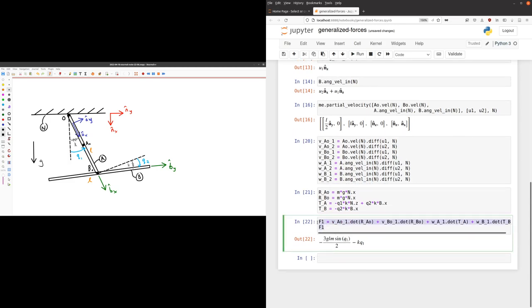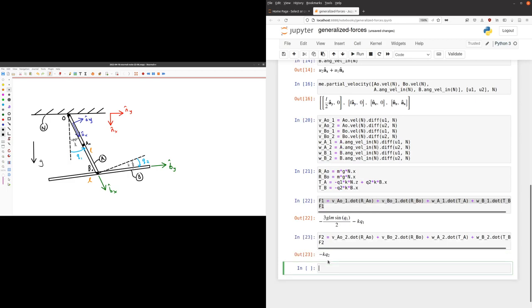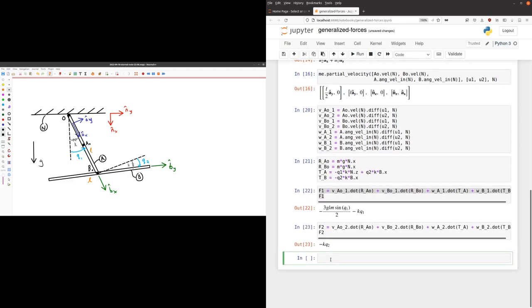And then similarly for F2, we should just be able to go through and change all the ones to twos, because now we're dealing with the second generalized active force. Boom. All right, so these are the generalized active forces acting on the system. Now we can do the generalized inertia forces.